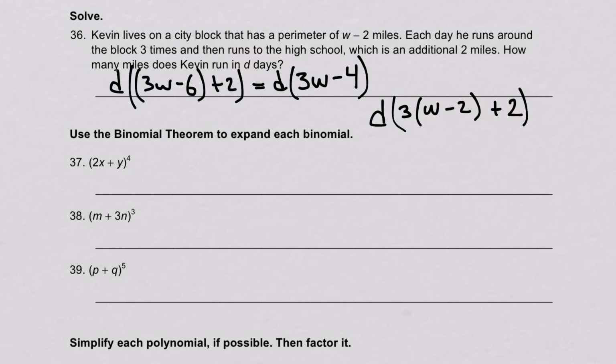And now I'm going to distribute the D into these parentheses here. So it's going to be 3DW, or WD, doesn't matter, minus 4D. And that is your final answer. He runs 3WD minus 4D miles in D days.